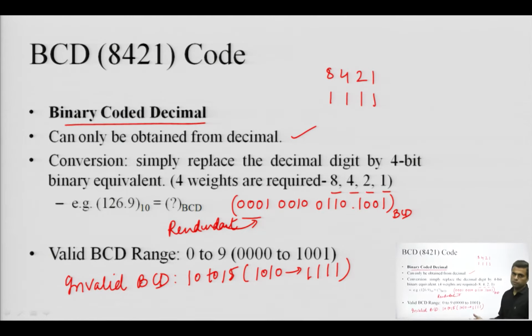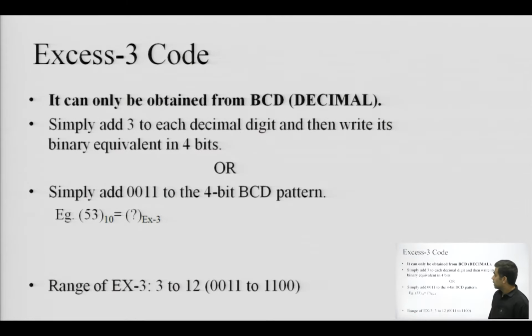So, this is all about BCD. It is very simple to obtain from decimal numbers. Now, coming to the second category of codes, the non-weighted code. This is a non-weighted code, excess-3 code. It can only be obtained from BCD, but BCD can be obtained from decimal. So, that is why it is said that it can be obtained from BCD or decimal.